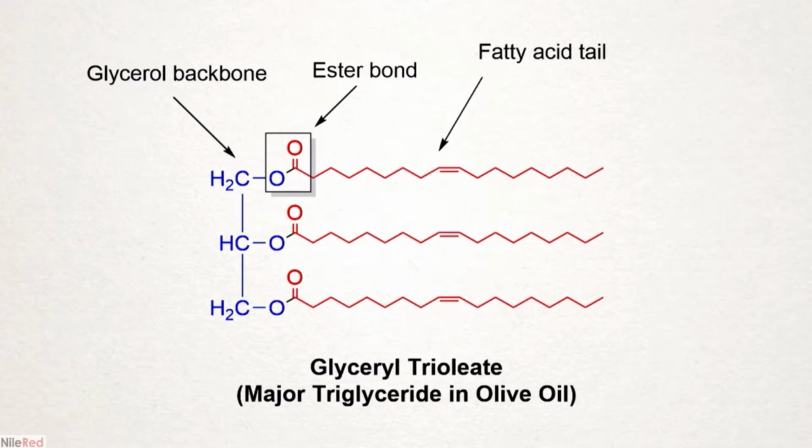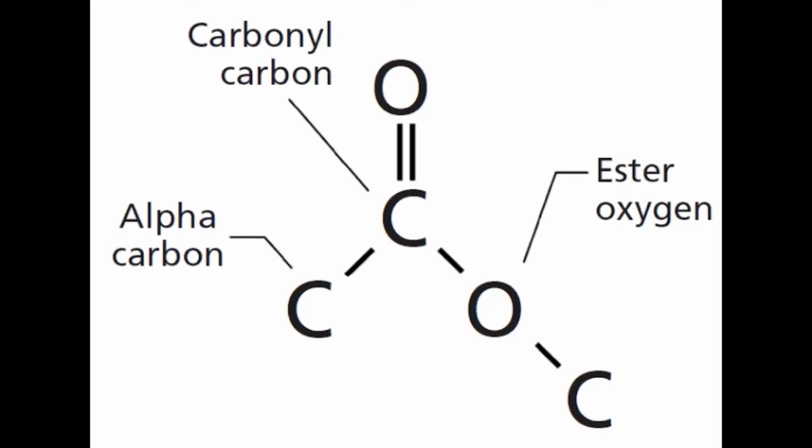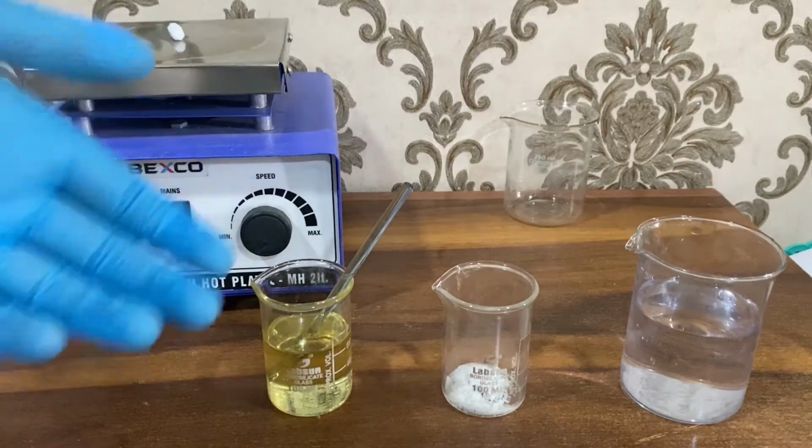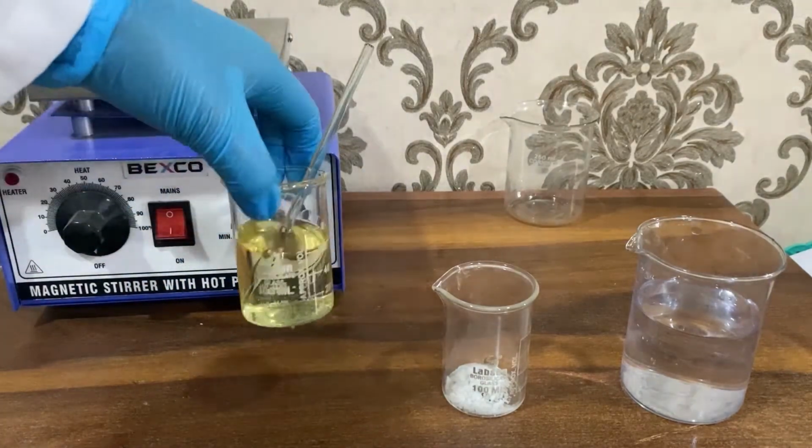Chemically, oils are fatty acid esters of glycerol, which means that oils have a fatty acid tail, which is a long chain of hydrocarbons attached to carboxylic acid groups, and this fatty acid tail is connected to a glycerol backbone by an ester bond. An ester bond consists of a carbon atom attached to three other atoms, which includes a double bond with the oxygen atom, a single bond with another oxygen atom, and a single bond with a carbon atom.